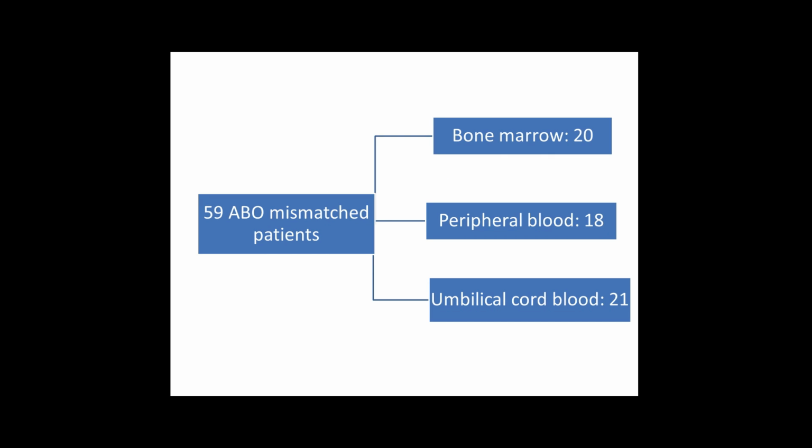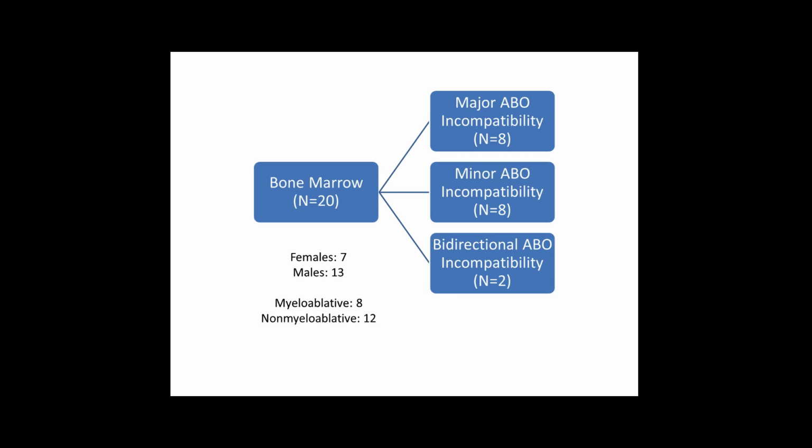So of those 59 patients who received ABO mismatch transplants, I then categorized them into the 3 different sources of stem cell transplants. We had 20 patients who received a bone marrow transplant, 18 received a peripheral blood transplant, and 21 received a cord blood transplant. And then within those groups, I further subdivided the patients into the ABO mismatch category.